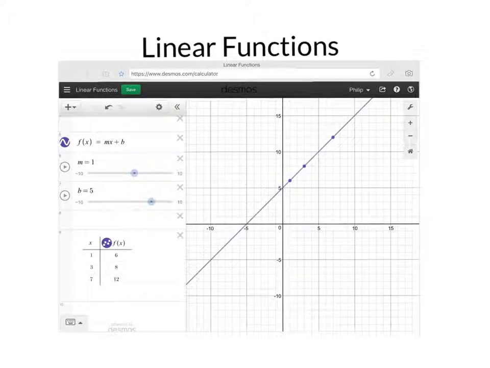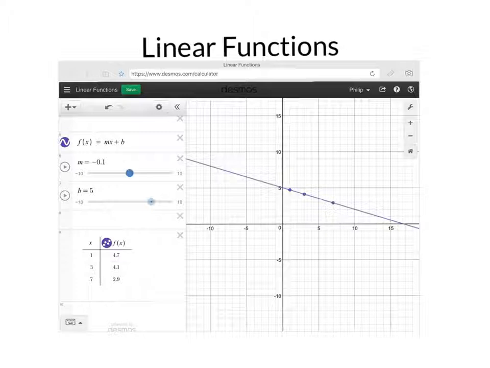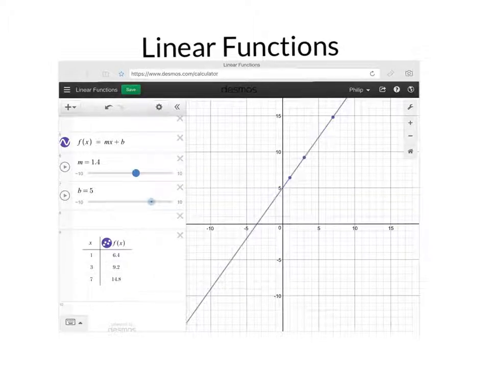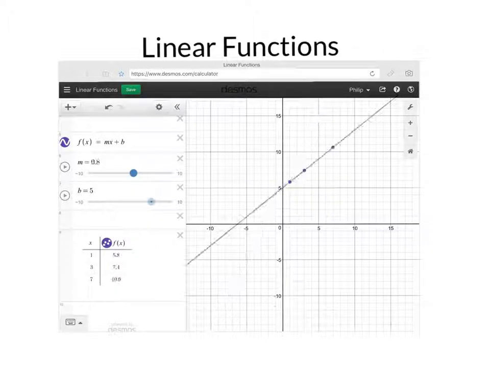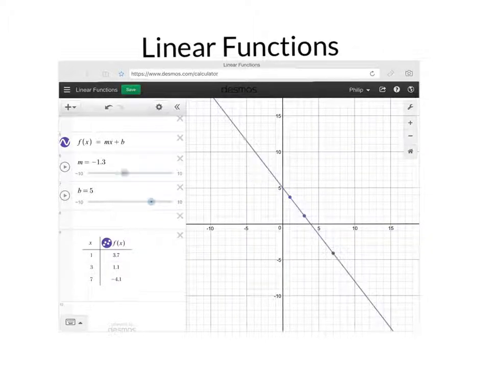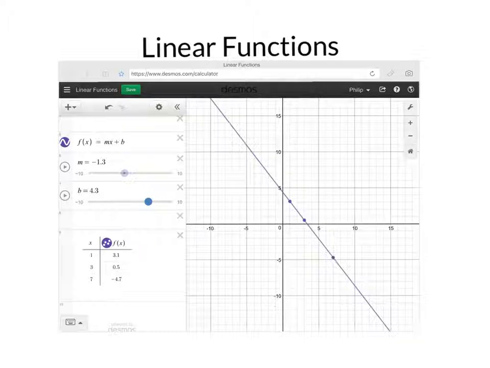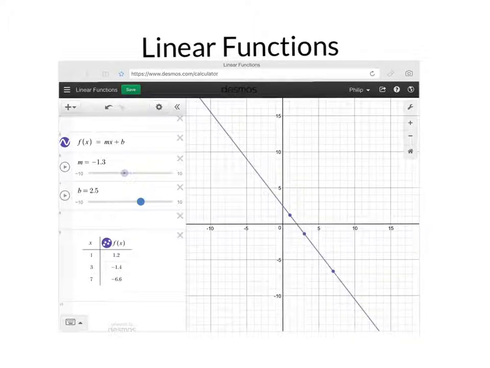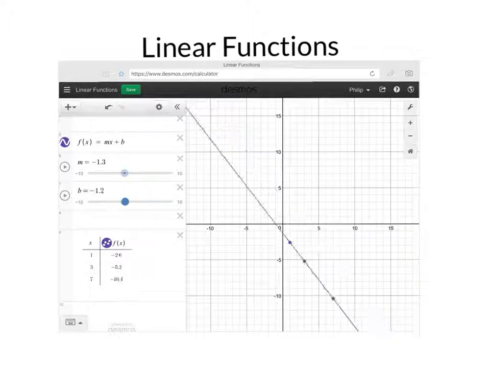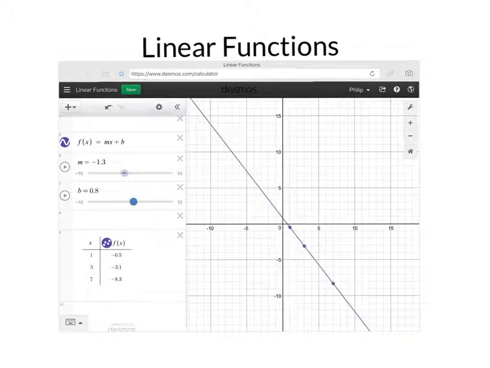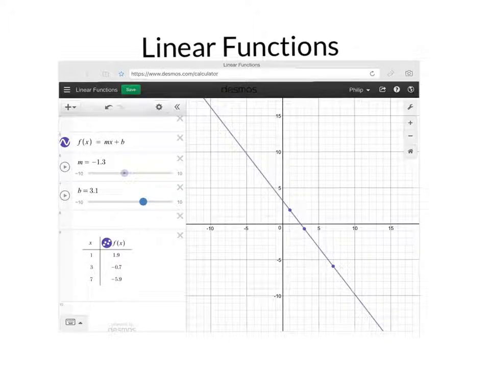So what I have done here is I've put these things on sliders. So I've put my slope on a slider. So if I slide this button here, you can see that my slope changes, my line changes. And if I move b, you can see that my line seems to slide up and down, and the point where it crosses the y-axis, or the y-intercept, changes based on these things. So for the remainder of this video, I'm going to talk about slope.